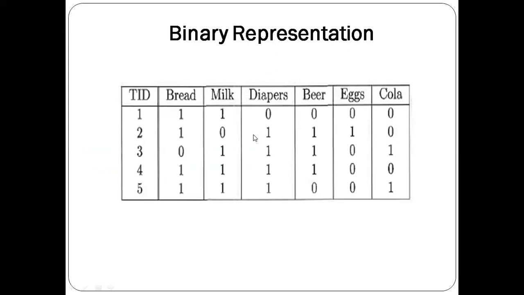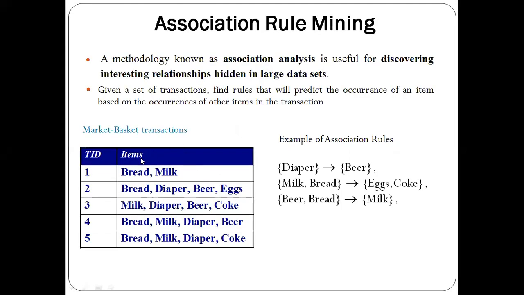Now I want to represent each item as a binary variable. Each item is represented as a binary variable, and its value will be 1 if it is present in the transaction, and it will be 0 if it is not present in the transaction. For example, if we consider the first transaction, we have 2 items, bread and milk. Those are the 2 items present in the first transaction.